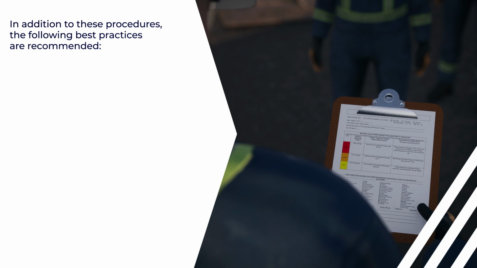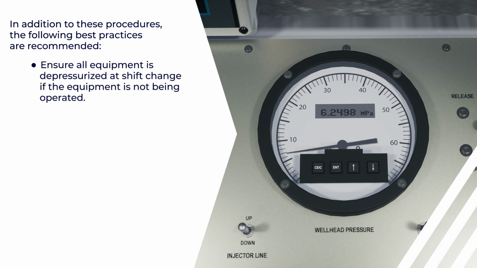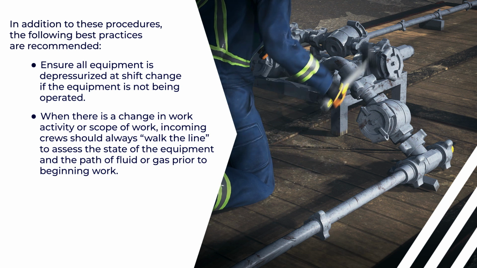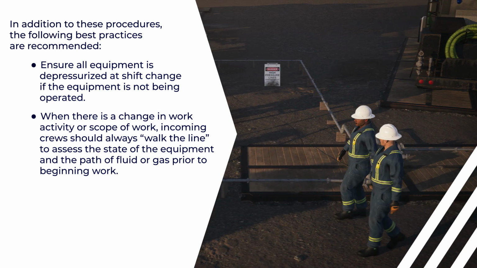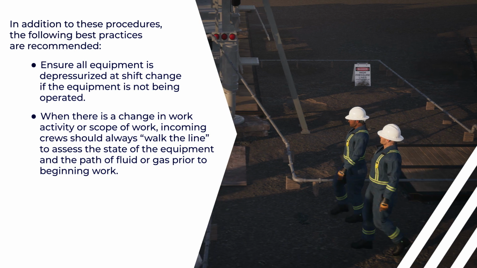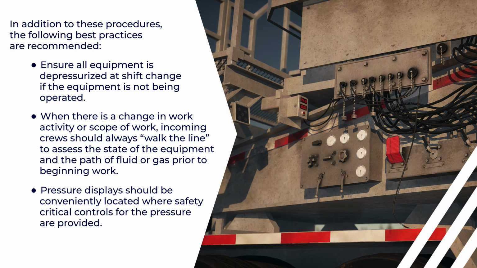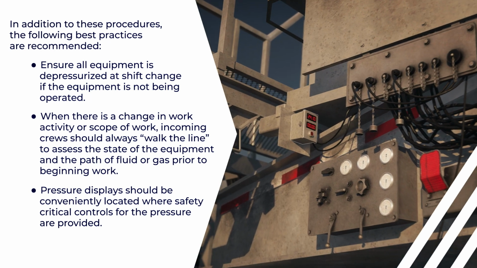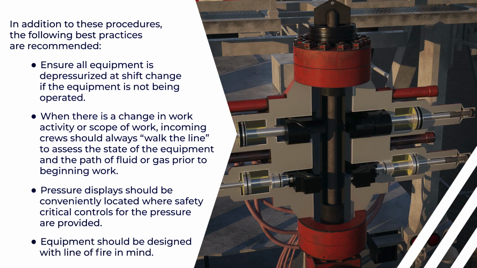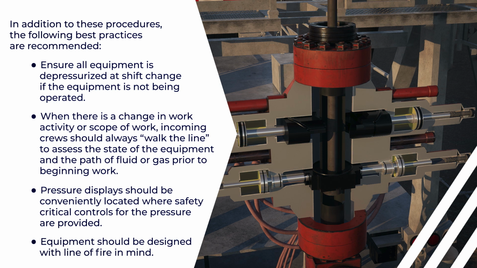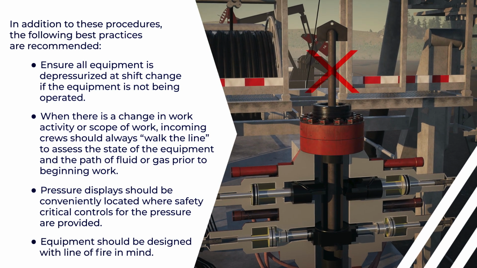In addition to these procedures, the following best practices are recommended. Ensure all equipment is depressurized at shift change if the equipment is not being operated. When there is a change in work activity or scope of work, incoming crews should always walk the line to assess the state of the equipment and the path of fluid or gas prior to beginning work. Pressure displays should be conveniently located where safety-critical controls for the pressure are provided. Equipment should be designed with line of fire in mind. For example, test bars should be unable to exit the top of the BOP.